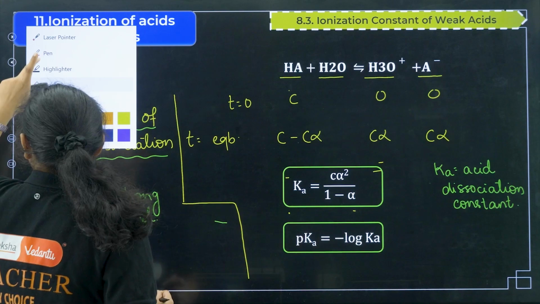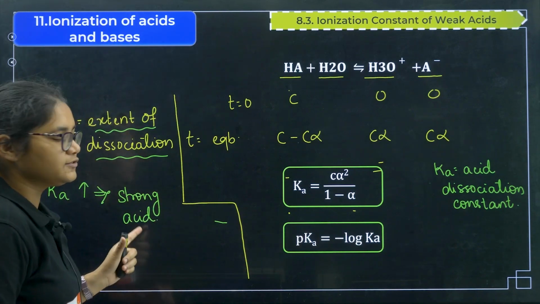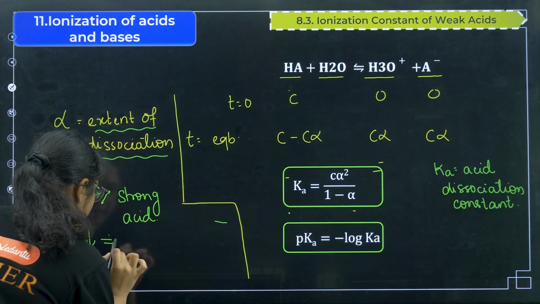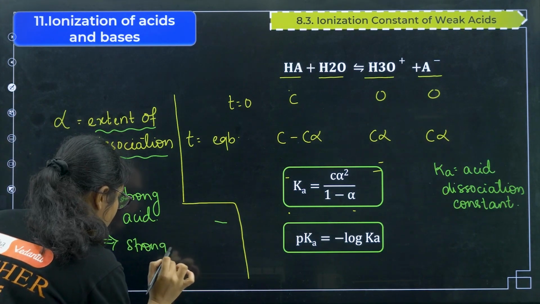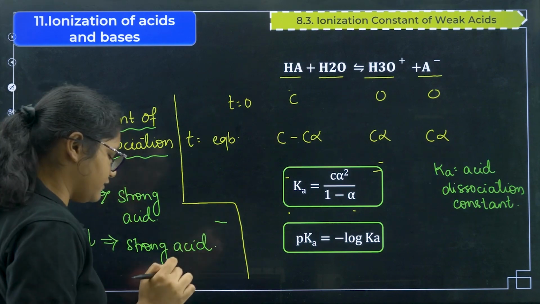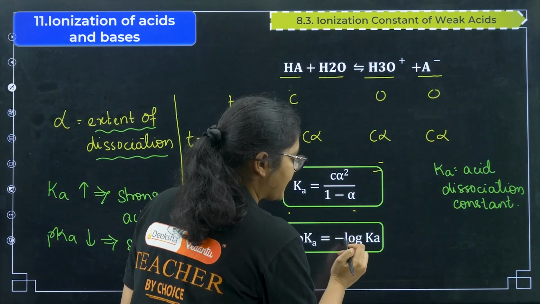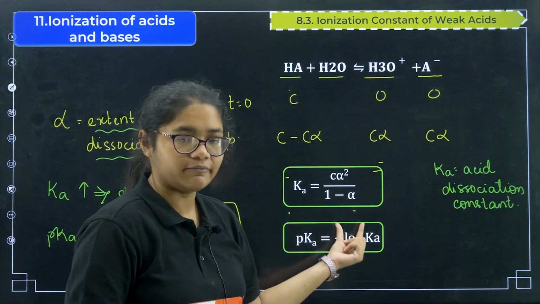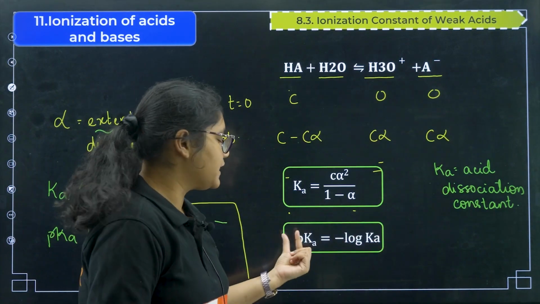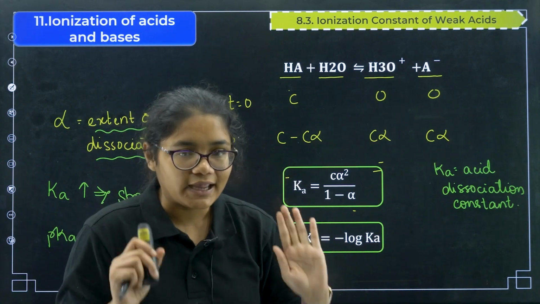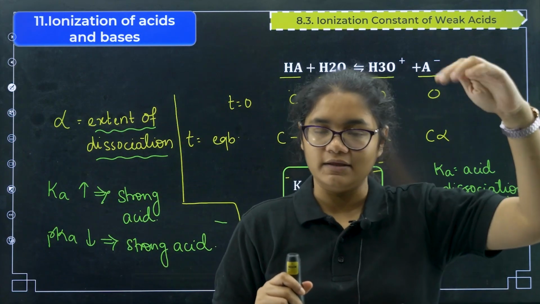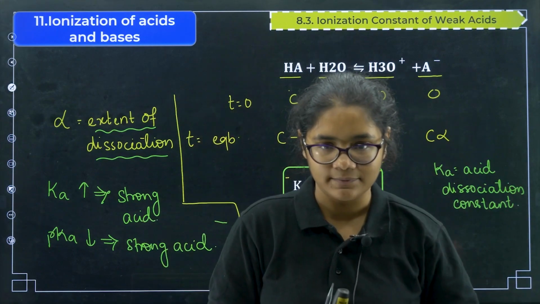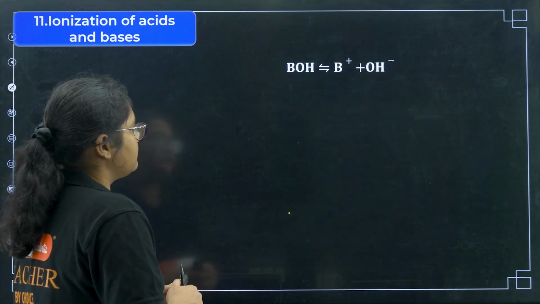So here, if the Ka value is more, it is a strong acid, but if the pKa value is less, then it is a strong acid. Okay, this is very, very important, and we generally get confused here, because you can see negative log of Ka is here. If this Ka value is very high, then this one will be a very low value because it is negative. So the pKa value will decrease. So if Ka for an acid is very high, then it is a strong acid, and if the pKa value is very low, then it is a strong acid.